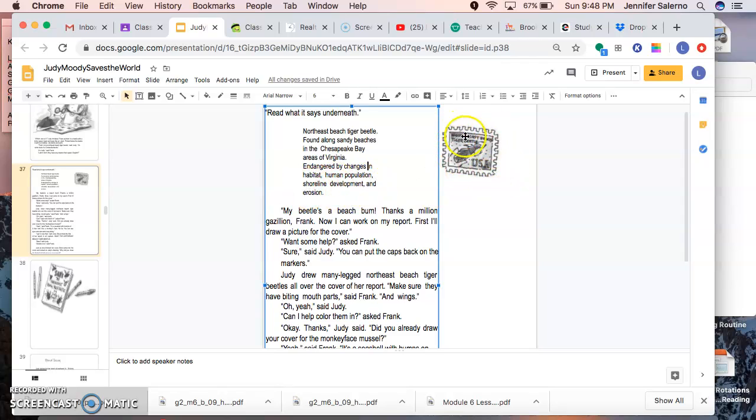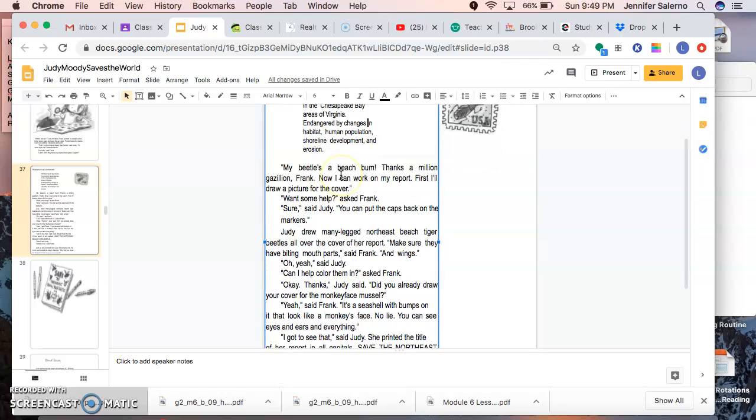Over here is the stamp that you see that they're talking about that has her beetle on it. Now, you use stamps a lot of the times when your parents are mailing letters to someone. You need to always put a stamp on it, okay?